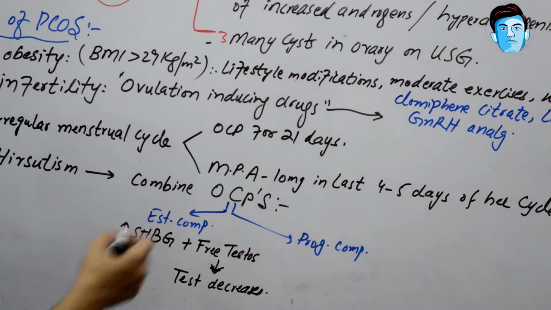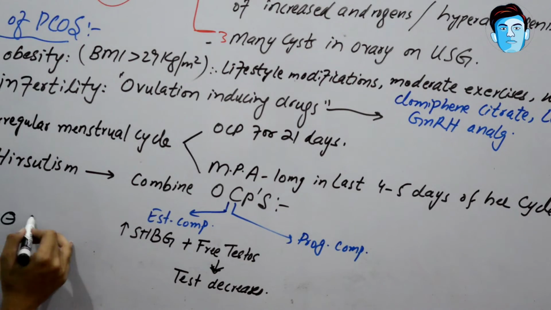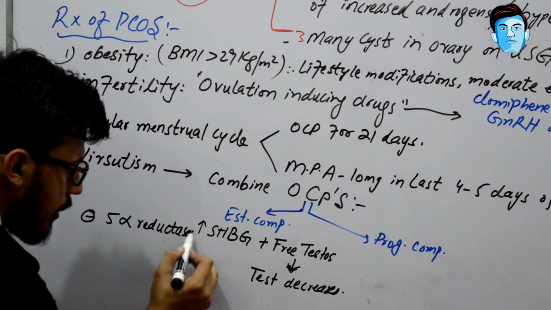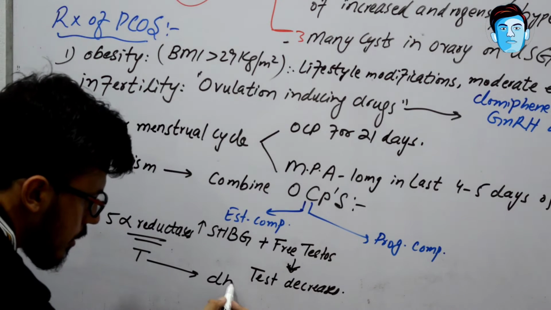And also the estrogen component of combined oral contraceptive pills inhibits 5-alpha reductase. And what is the main function of 5-alpha reductase? It converts testosterone into dihydrotestosterone.